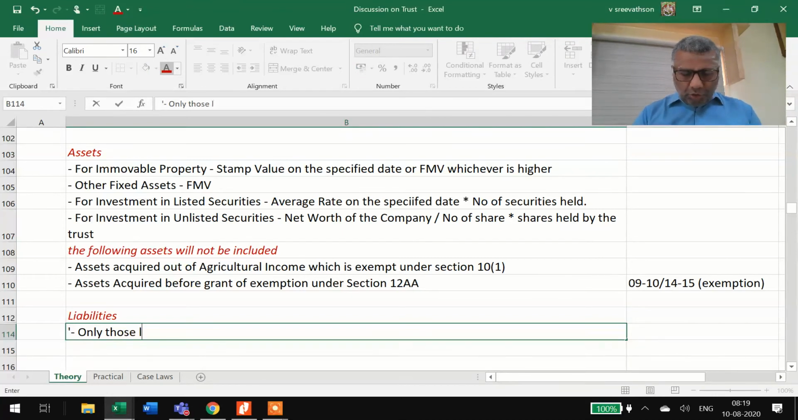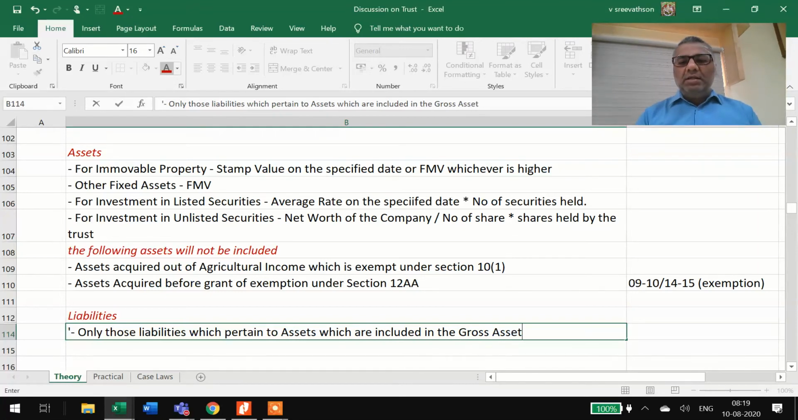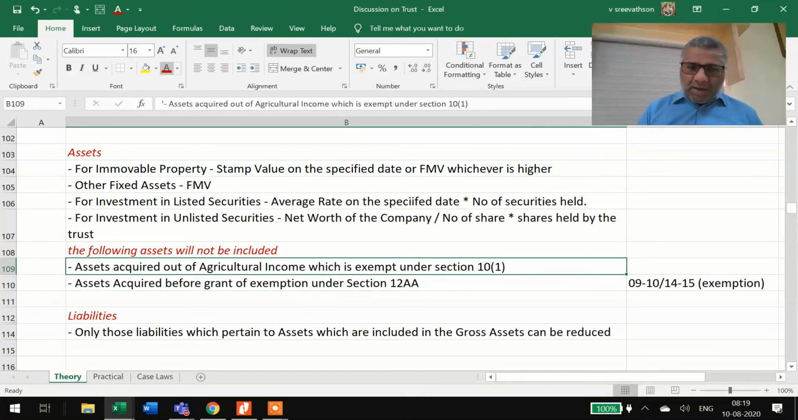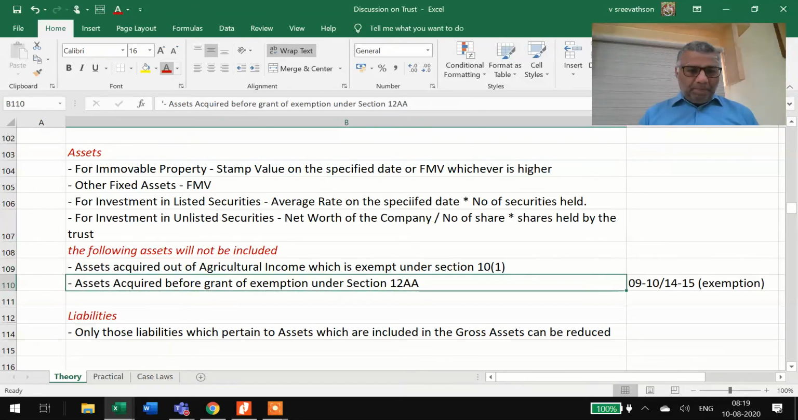Only those liabilities which pertain to assets which are included in the gross assets can be reduced. Okay, only those liabilities. So if there is a liability against an asset acquired out of agricultural income, that cannot be reduced.